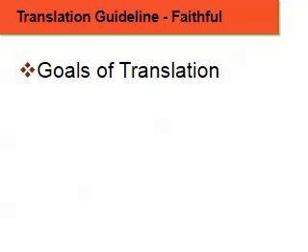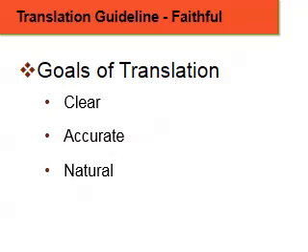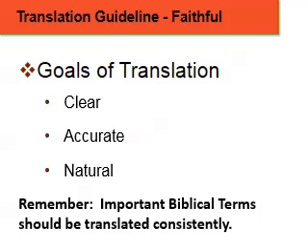The goal of accurate translations is to translate the meaning of the original message clearly, accurately, and naturally, keeping the author's main focus in mind. Remember, important biblical terms should be translated consistently. Use terms that are faithful to the vocabulary of the original biblical languages. Terms addressing the relationship between God the Father and God the Son should be retained in translated content and clarified if needed. This ends this lesson on faithful translations. Be sure to view the other lessons on translation guidelines.